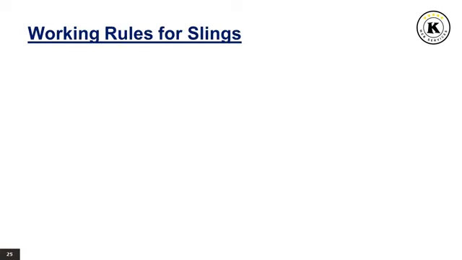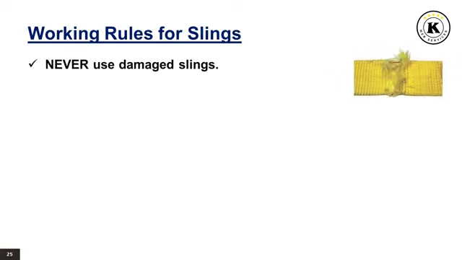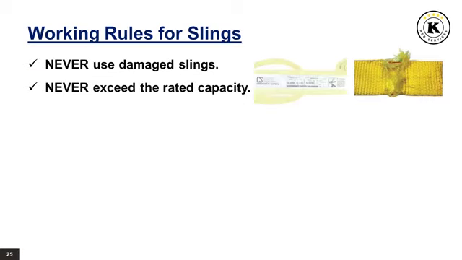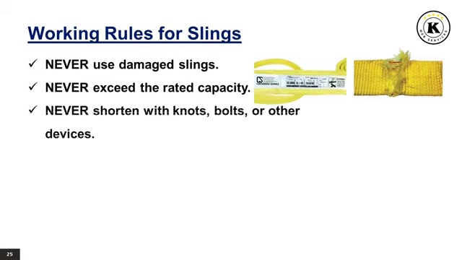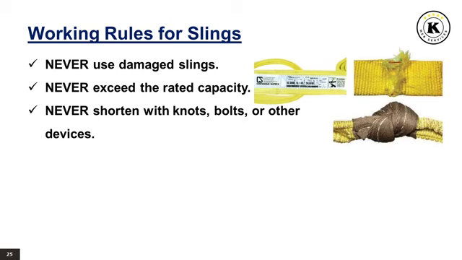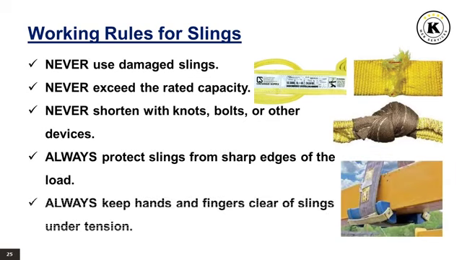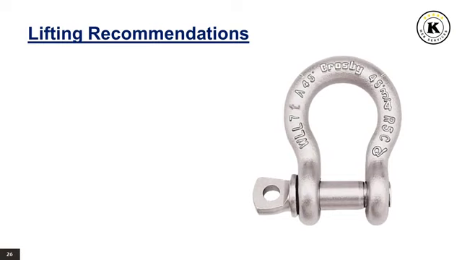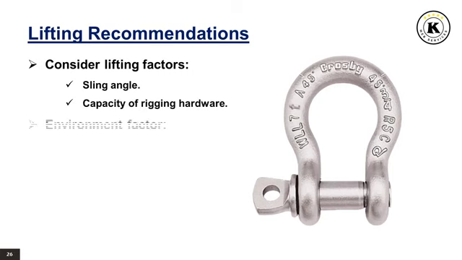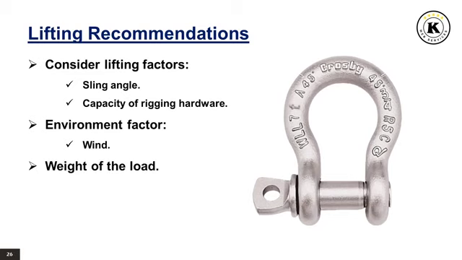Working rules for slings. Never use damaged slings. Never exceed the rated capacity. Never shorten with knots, bolts, or other devices. Always protect slings from sharp edges of the load. Always keep hands and fingers clear of slings under tension. Lifting recommendations. Consider lifting factors: sling angle, capacity of rigging hardware, environment factor, wind, and weight of the load.